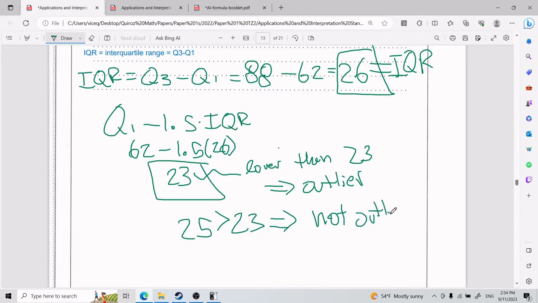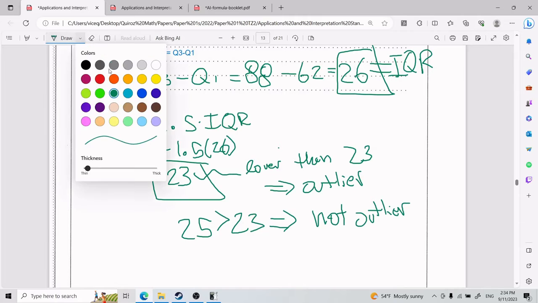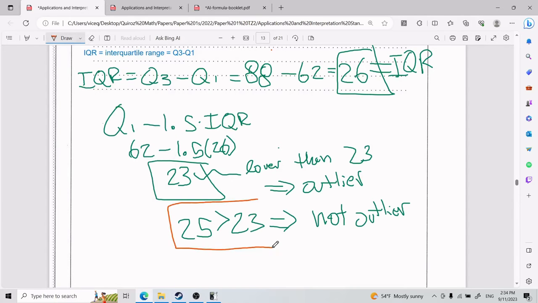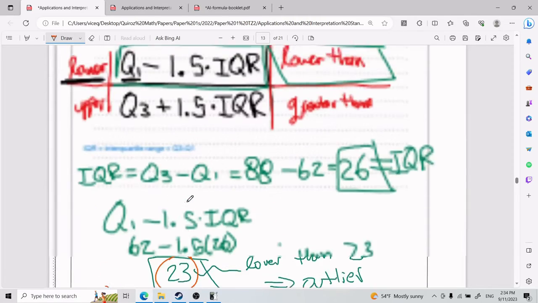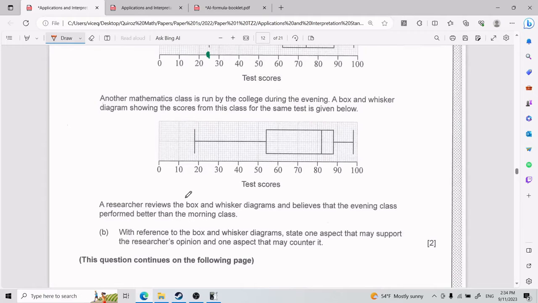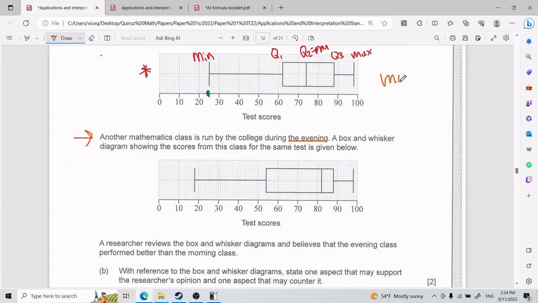And how do you show your work? Well, the biggest part is putting it like this and also showing how you got 23, ¿cierto? So that is for part A. For part B, they tell us that we have another mathematics class and it is run by a college during the evening. So up here we have morning. On the bottom we have evening.